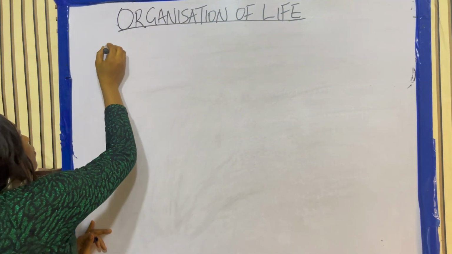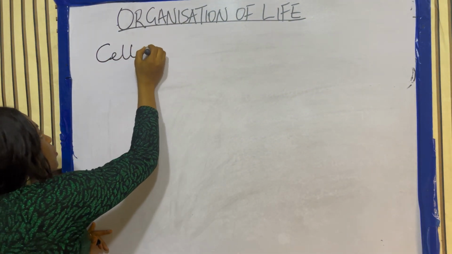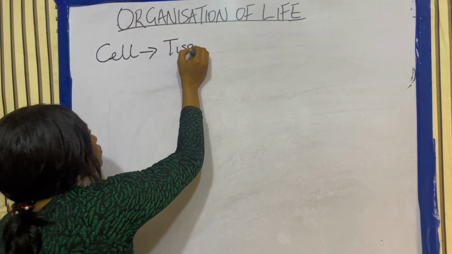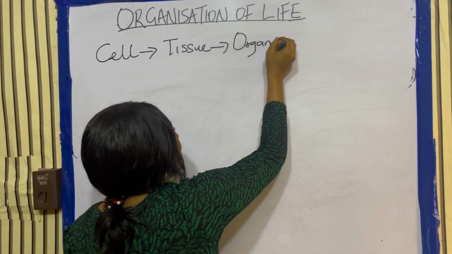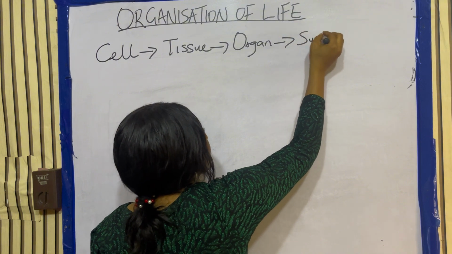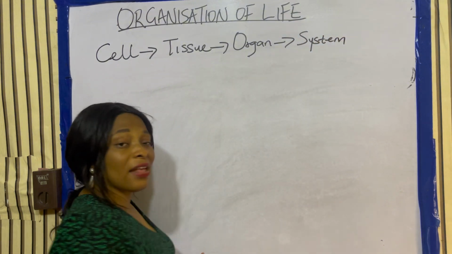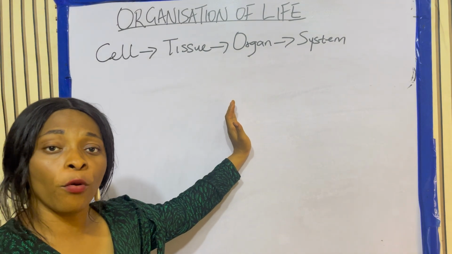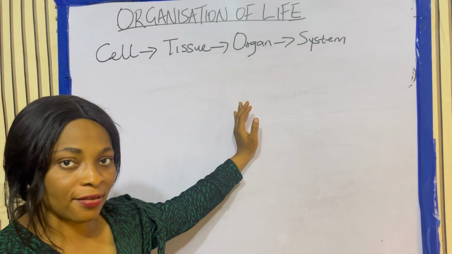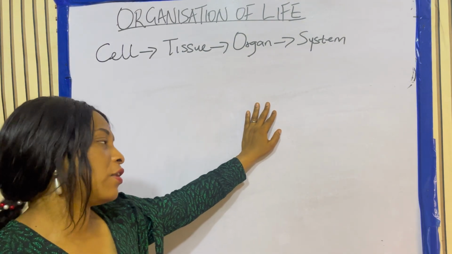And these include cell, tissue, organ, and system. So these are the structures upon which life is organized. So let's look at them one after the other.